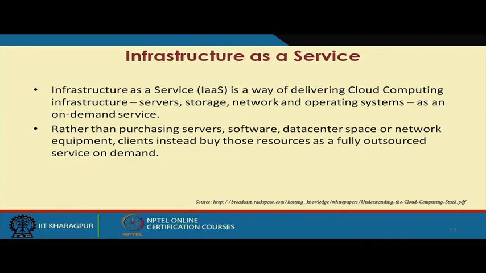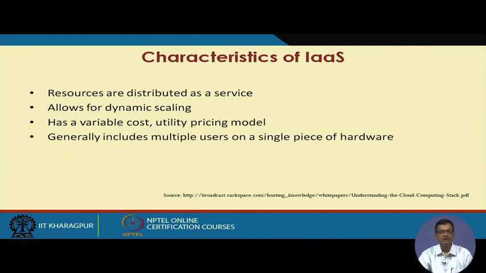And finally, IaaS, so it provides infrastructure in terms of servers, storage, network, operating system on an on-demand basis, right. So, rather than purchasing or maintaining, we can have a virtualization of those things, like I can have VMs, virtual machines, and virtual storage and type of things. So, that is the IaaS, extremely popular and used.